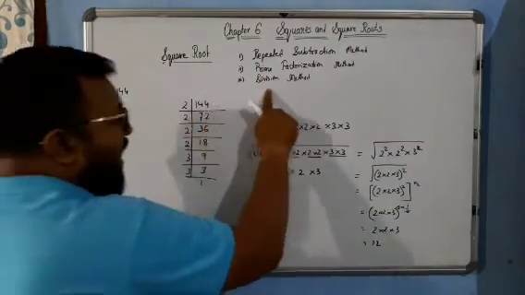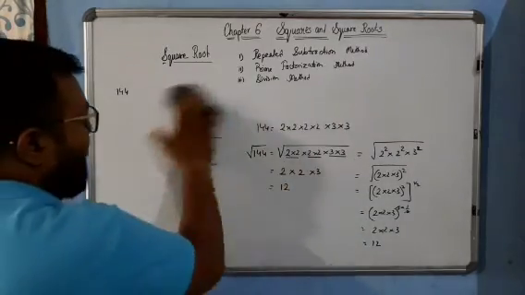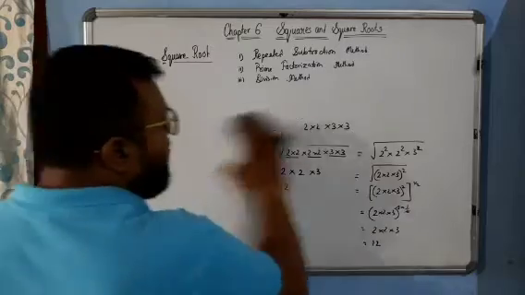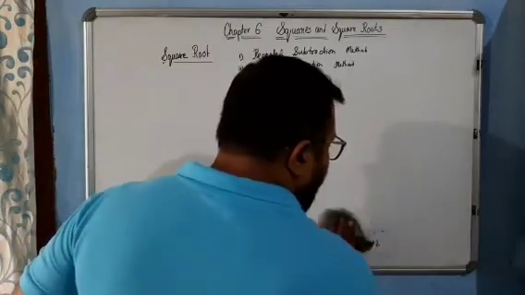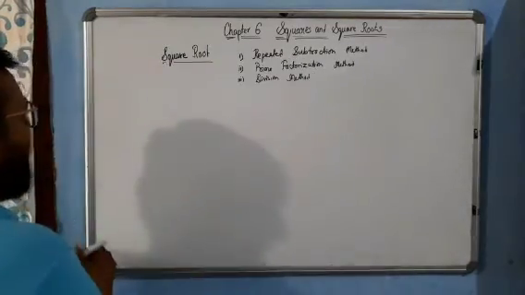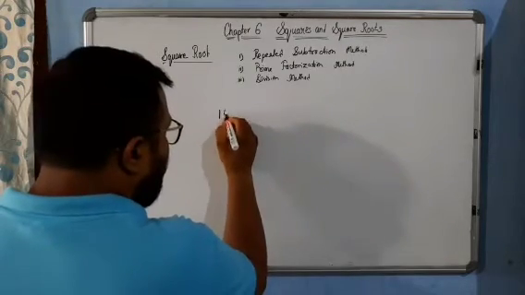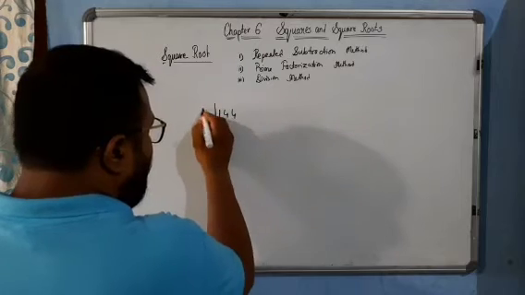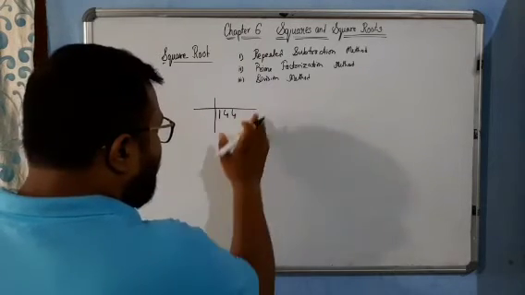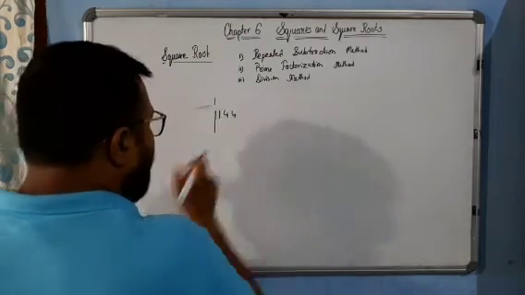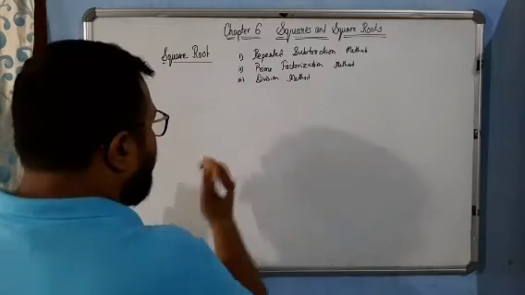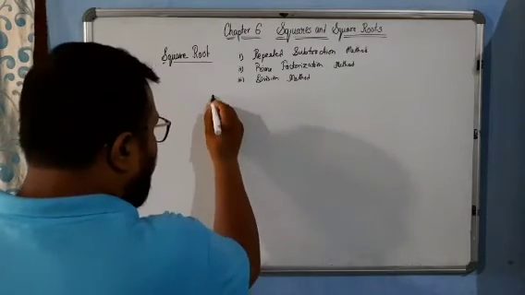Now come to the last, the division method. In the division method, we will take the same example, 144. Let's take 144. So for division, we know that we used to draw like this, no? 144 like this, okay?